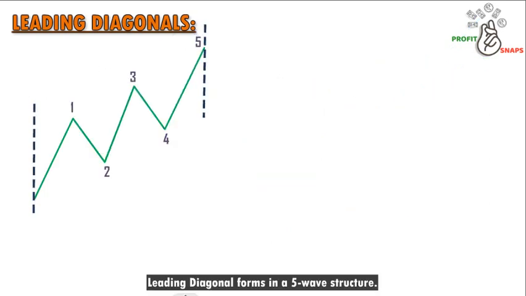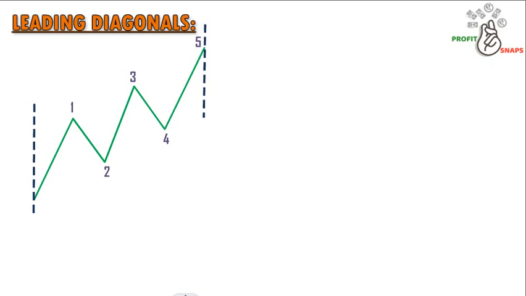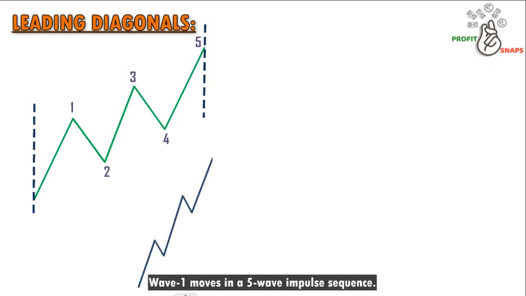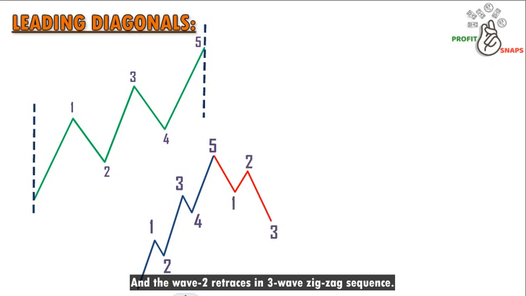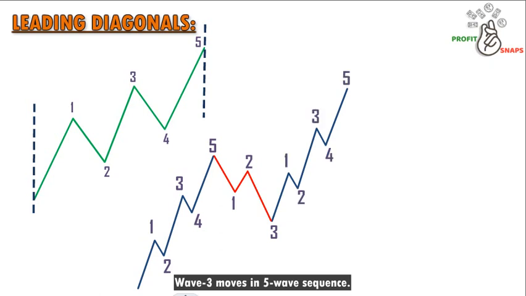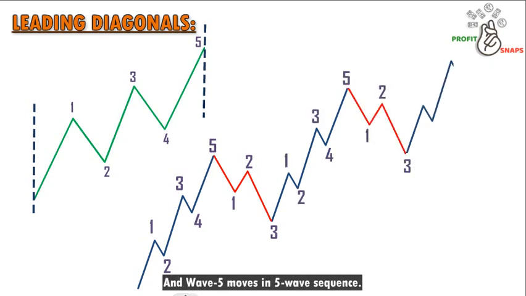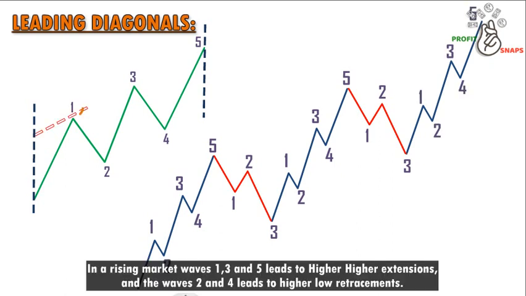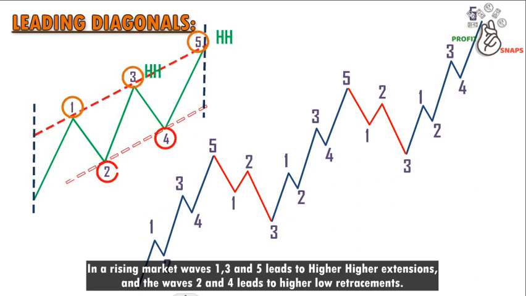A leading diagonal forms in a 5-wave sequence. Wave 1 moves in a 5-wave impulse structure. And wave 2 retraces in a 3-wave zigzag sequence. Wave 3 moves in a 5-wave sequence, wave 4 in a 3-wave sequence, and wave 5 moves in a 5-wave sequence. In a rising market, waves 1, 3 and 5 lead to higher extensions, and waves 2 and 4 lead to higher low retracements.